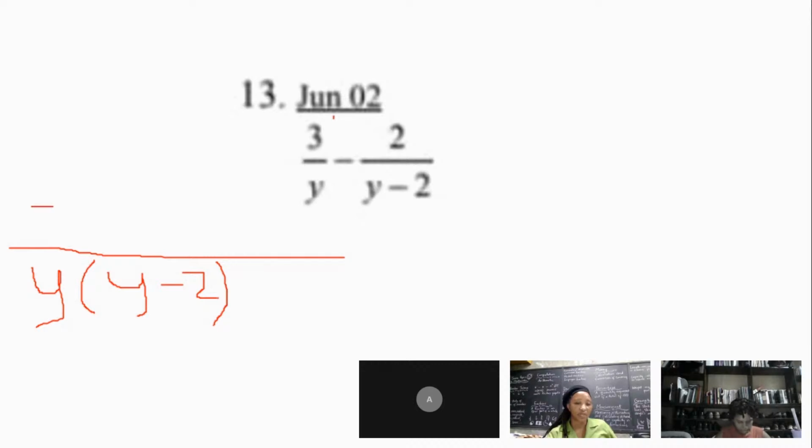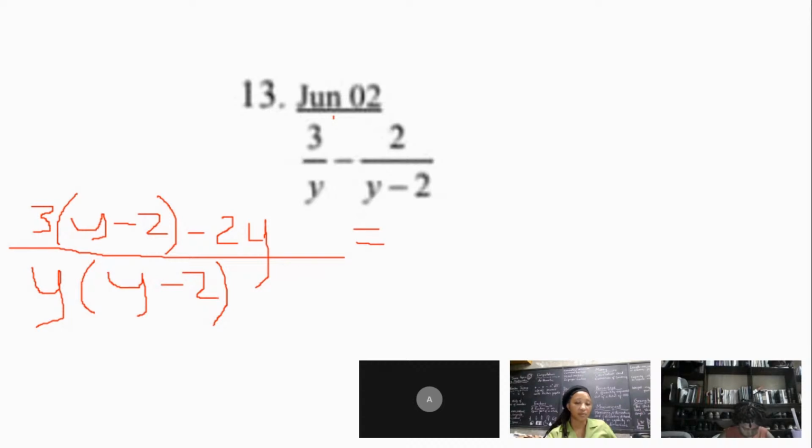Okay, miss, so y minus 2 times 3 times y minus 2. And y minus 2 into these would cancel itself out and leave y, right? Yes, miss. So that's 2 times y. All right, so simplify that now.